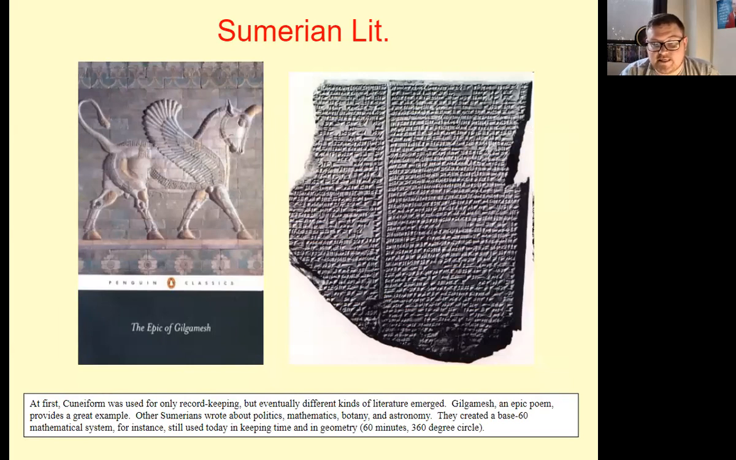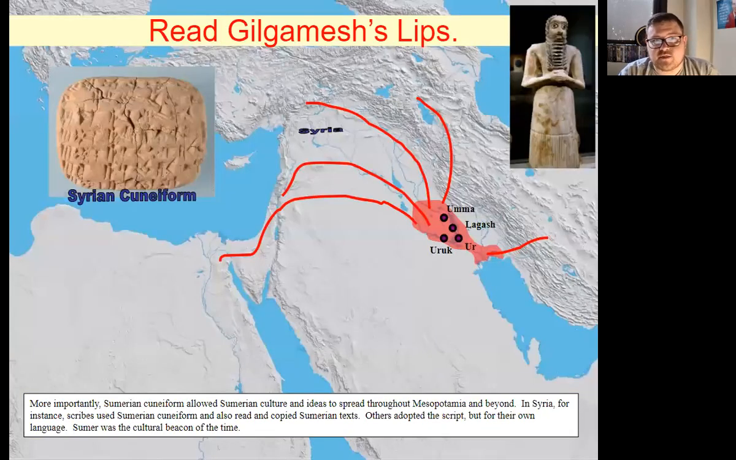Other Sumerians wrote about politics, mathematics, botany, and astronomy. They used a base 60 mathematical system. For instance, this is still used today in keeping time and geometry: 60 minutes, a 360-degree circle. So this is extremely important even in today's world.